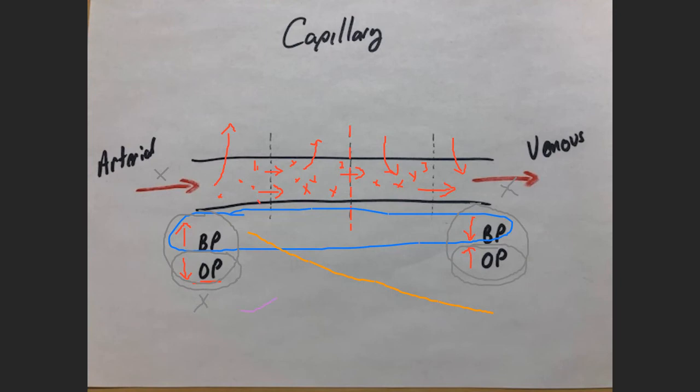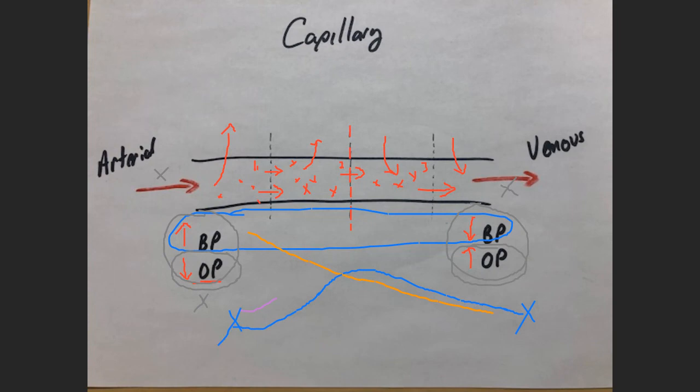The osmotic pressure increases as we go through the first half of the capillary. But as we cross that midline, we'll see it drop back down as fluid is brought back into the capillary. So when all is said and done, the osmotic pressure at the venous end is the same as the osmotic pressure on the arterial end.